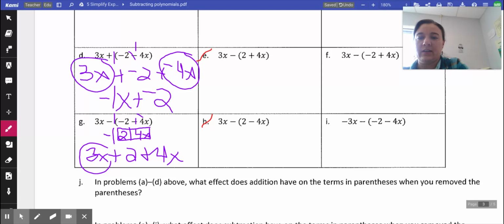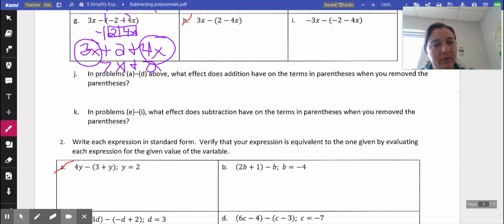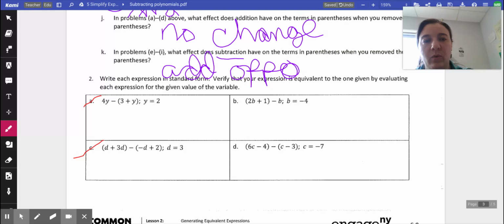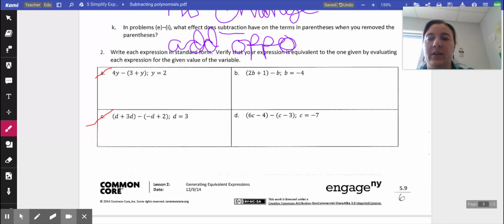I don't have to do the circling and boxing. I can do the lining up if I wanted to. When I do addition problems with a group, it really doesn't change anything. I don't have to change any signs. But when I do subtraction, you have to add a whole bunch of opposites. So it does change things. So always be more careful when you have a subtraction.